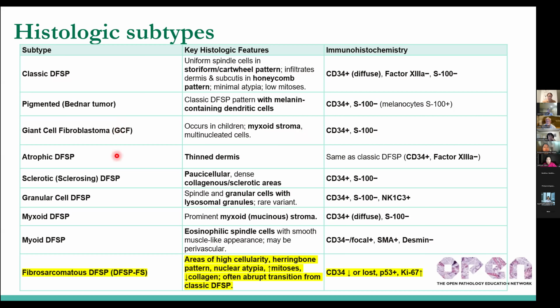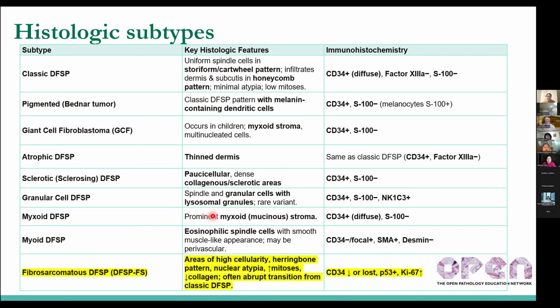Same as atrophic DFSP, just with a thinner dermis. Sclerotic DFSP is more paucicellular, so less cellular than a classic one, and it contains dense collagenous and sclerotic areas, but it has the same IHC as our classic DFSP. Then we have a granular cell DFSP, which is a very rare variant with granular cells and lysosomal granules. So it is positive for the IHC of granular cells, which is NK1C3, but otherwise it is similar to our classic one. It may also differentiate into a myxoid or a myoid differentiation.